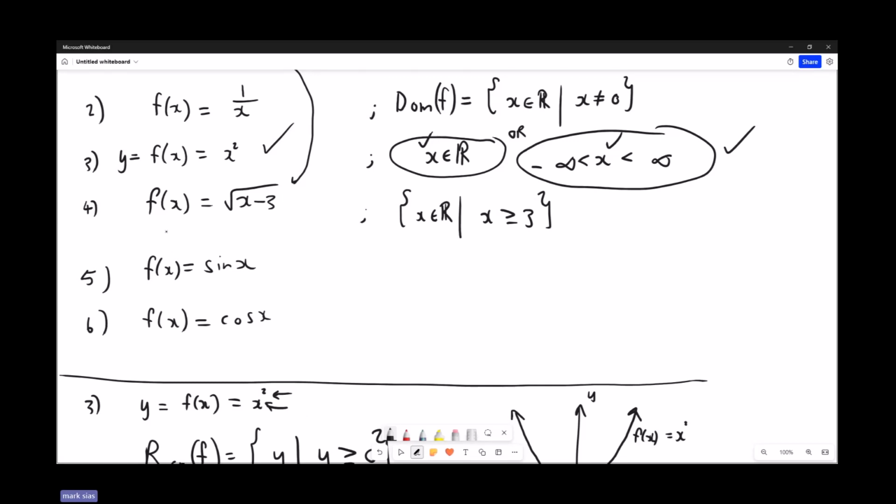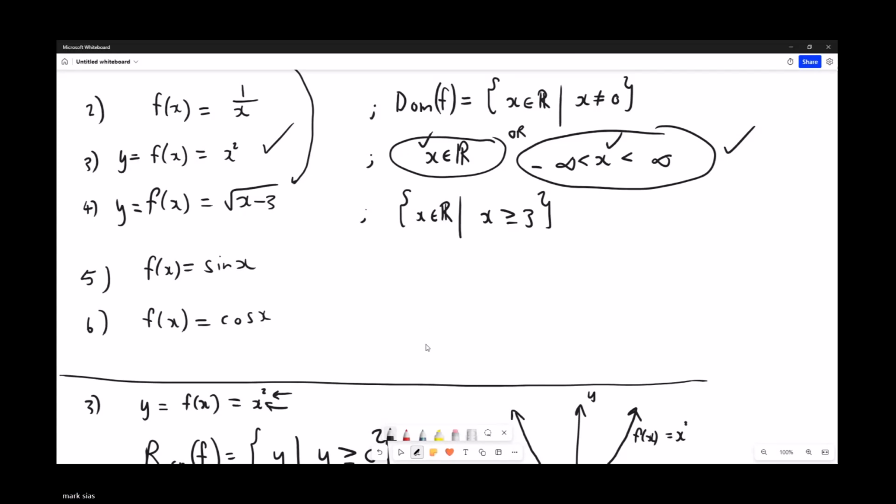Remember, y depends on x. Let me call this y. Y depends on x. So I want to establish from you what y values are permissible, given that x is greater or equal to 3. Which y values are permissible? Anyone? So now I'm asking for the range of f. We know that x is greater or equal to 3. What are the y values?